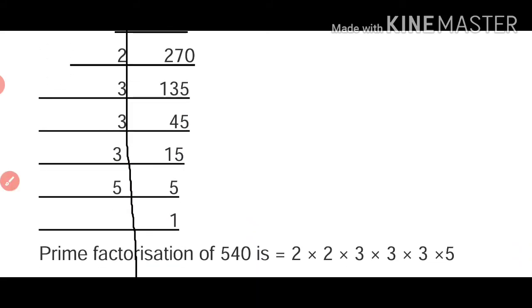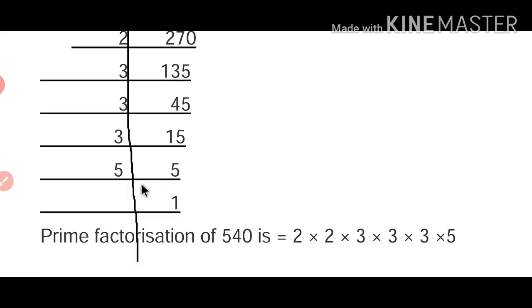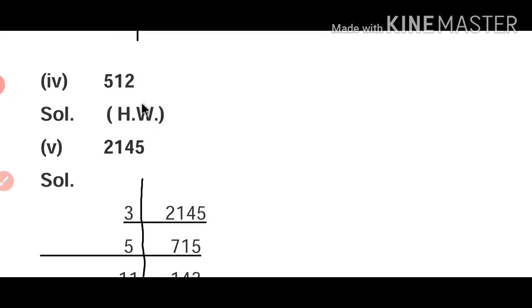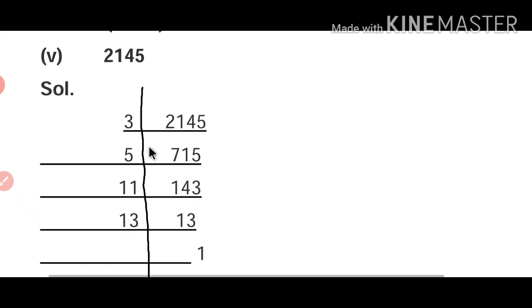So which is the prime factorization of 540? It's 2 multiply 2 multiply 3 multiply 3 multiply 3 multiply 5. So this is the prime factorization of 540. The fourth one is the same 540, it is an even number, so first we have to divide by 2, and this one is left for you as homework. Then fifth one, 2145. It is an odd number, it means it is not divisible by 2, so we will check by 3.